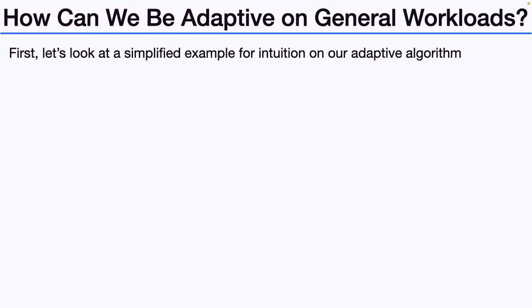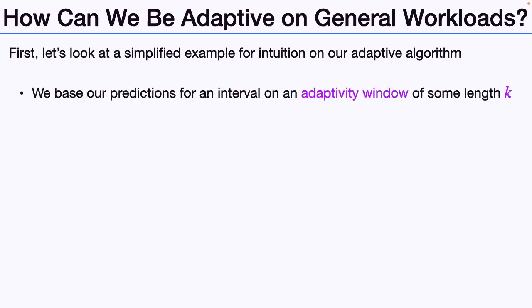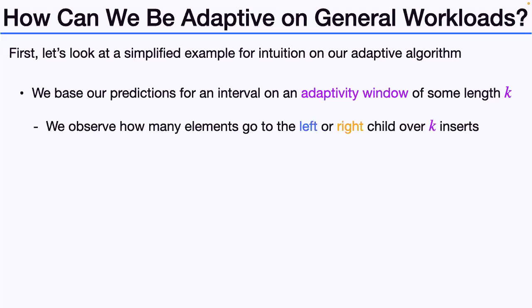Okay, so let's talk a little bit about how we do this. I'll give a kind of high-level overview of how the algorithm works. So we define what's called an adaptivity window. This is the number of inserts that I look at when I'm doing my adapting. We'll worry about how to pick this later, but for now, this is the sum. Okay. What I do is I observe elements going left and right over k insertions.